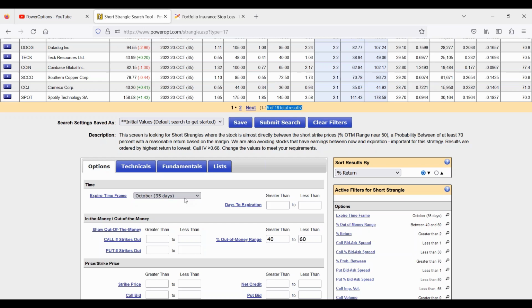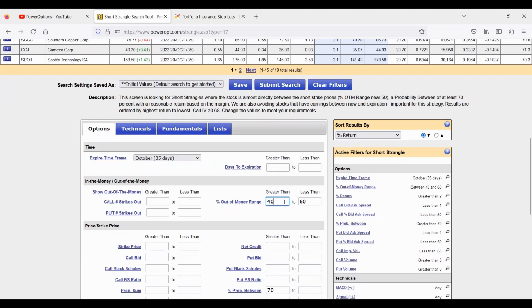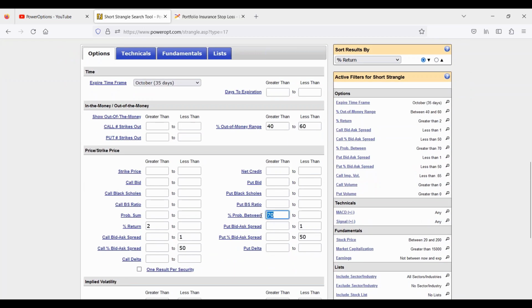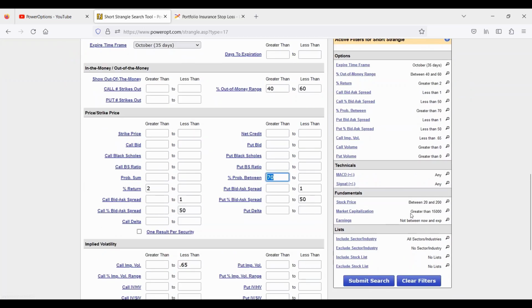Octavio's particular position was for the 6th of October. It was a shorter time frame, around 28 or 29 days or so, so we're going to have to change that. Here's that percent out of the money range that I mentioned that we're going to have to lower in order to find the trades. And there's that probability between.